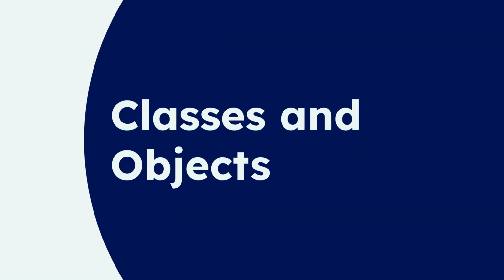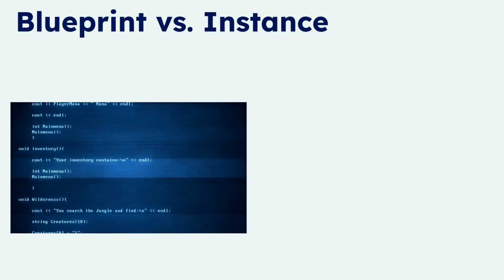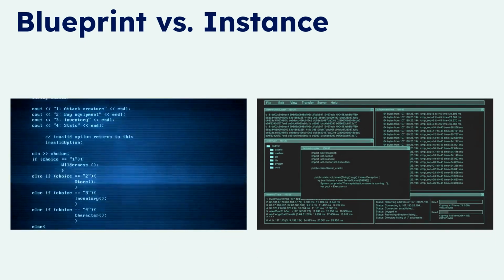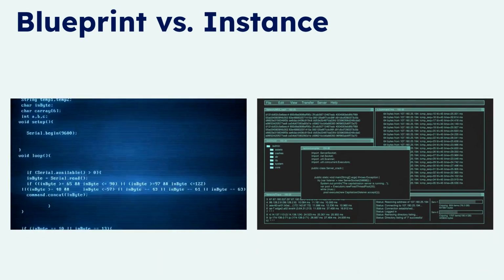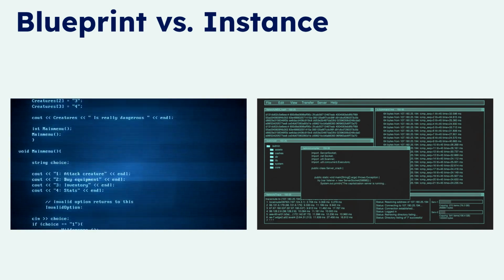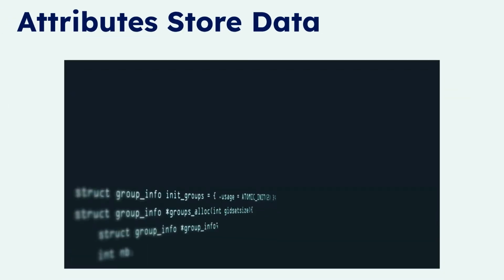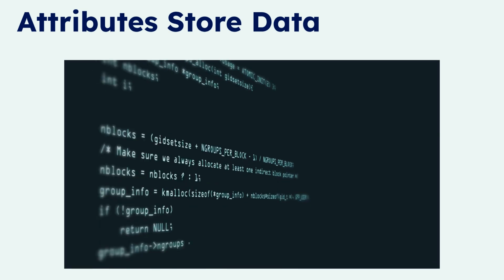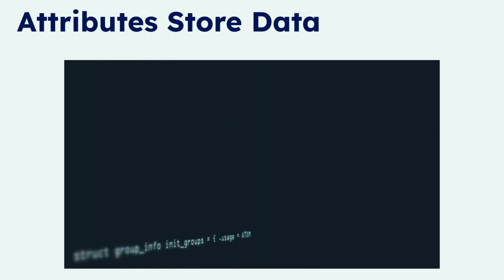Next, let's define the fundamental concepts of classes and objects. A class acts as a blueprint describing what an object should contain. When we create an instance of that class, we produce an object. Objects are important because they store data in what we call attributes, defining their specific values and state.